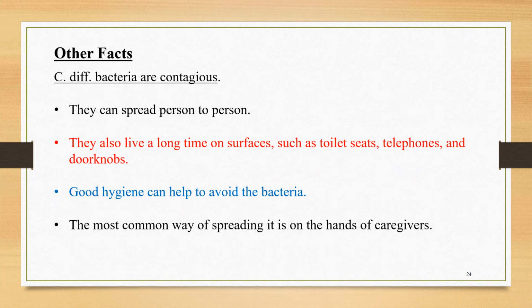C. diff bacteria are contagious. They can spread from person to person. They also live a long time on surfaces such as toilet seats, telephones, and doorknobs. Good hygiene can help to avoid the bacteria. The most common way of it spreading is on the hands of caregivers.